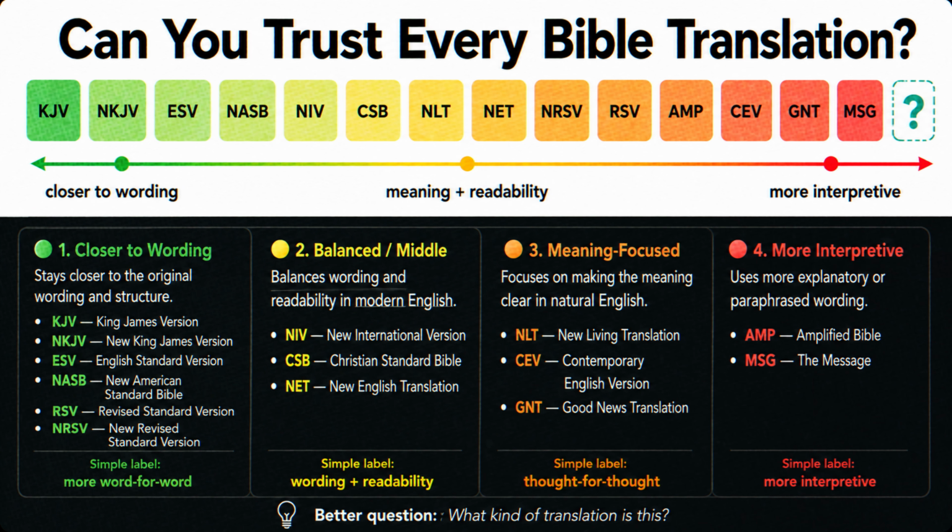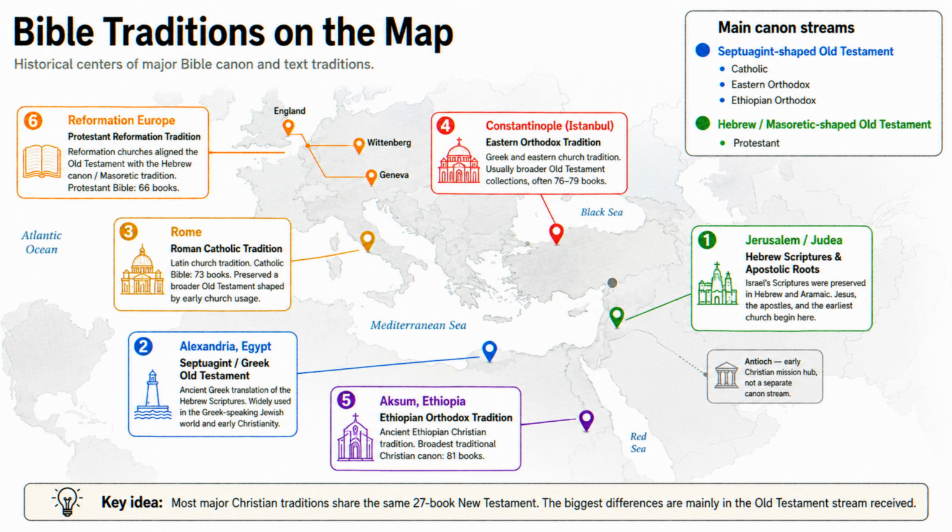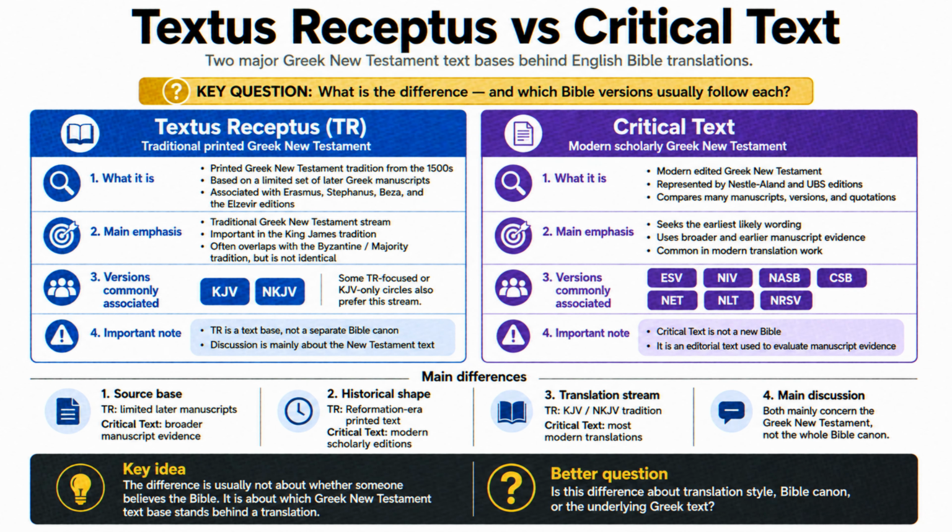Right. And we explored the canonical divide, tracking how the Reformation caused a split between the 66-book Protestant text and the larger Catholic, Orthodox, and Ethiopian canons. And then we dug into the ancient Greek source code. Yes. Seeing how the Textus Receptus and the critical text literally change the endings of stories and the phrasing of core doctrines. So now you are equipped with the map. You understand the translation philosophy, the canon, and the textual basis. You can look at any text on that shelf and know exactly what historical engine is running inside it.